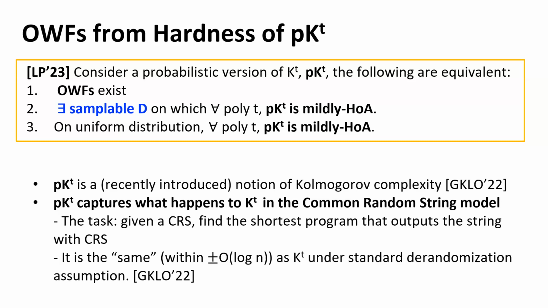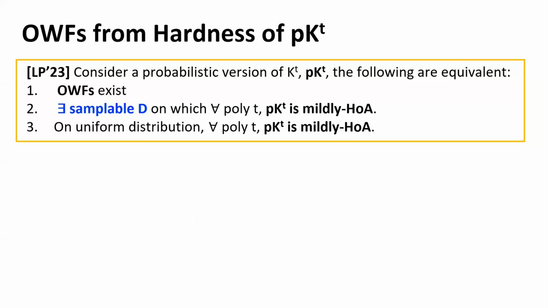Well, let me introduce PKT. It's a recently introduced notion, and it captures what happens to KT if you have access to a common random string. Typically the goal is: give me a CRS, and I'm looking for the shortest program that outputs the string with access to the CRS. You can think about it as the same as KT up to a factor of log n under standard derandomization assumptions. So let's just think of it as the same as KT for now and look at our main theorem and what it tells us.